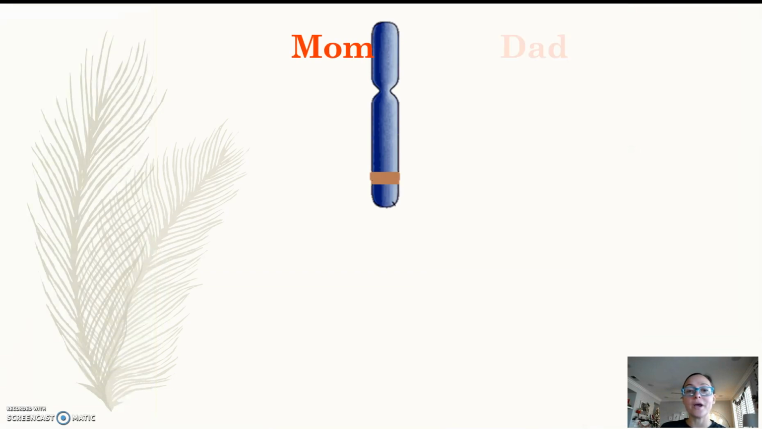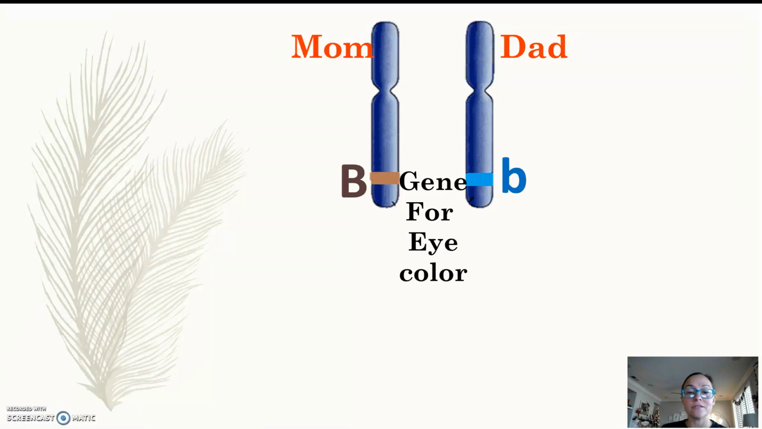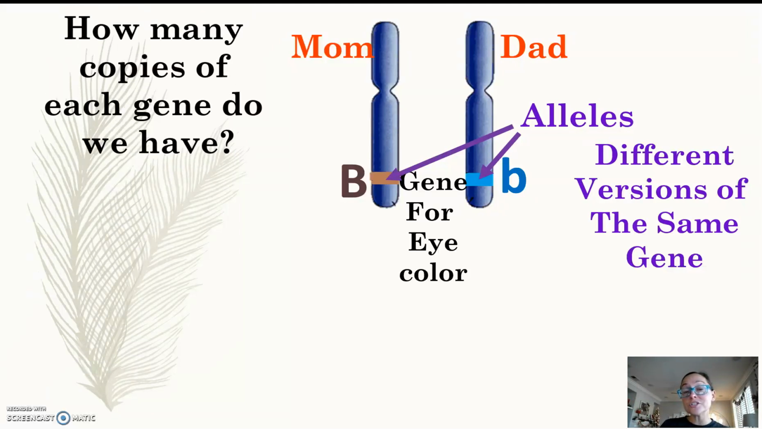Okay, so you have 1 chromosome from your mom and 1 from your dad, and you have genes on these chromosomes. Here may be the gene for eye color, and you have your dominant allele and your recessive allele. We call these different versions of the same gene alleles. The gene we're dealing with here is eye color. That's the trait or characteristic we're talking about. Now you have 2 alleles for each trait. You inherit 1 from your mother and 1 from your father.